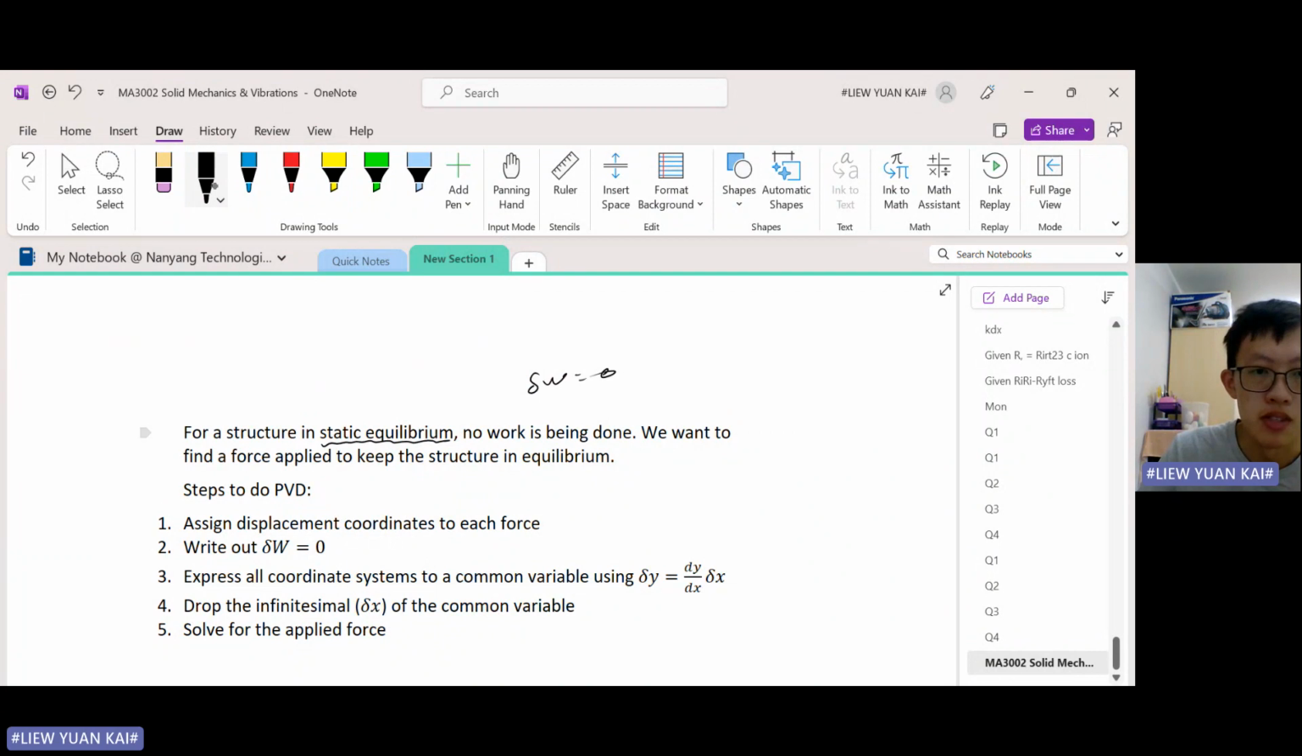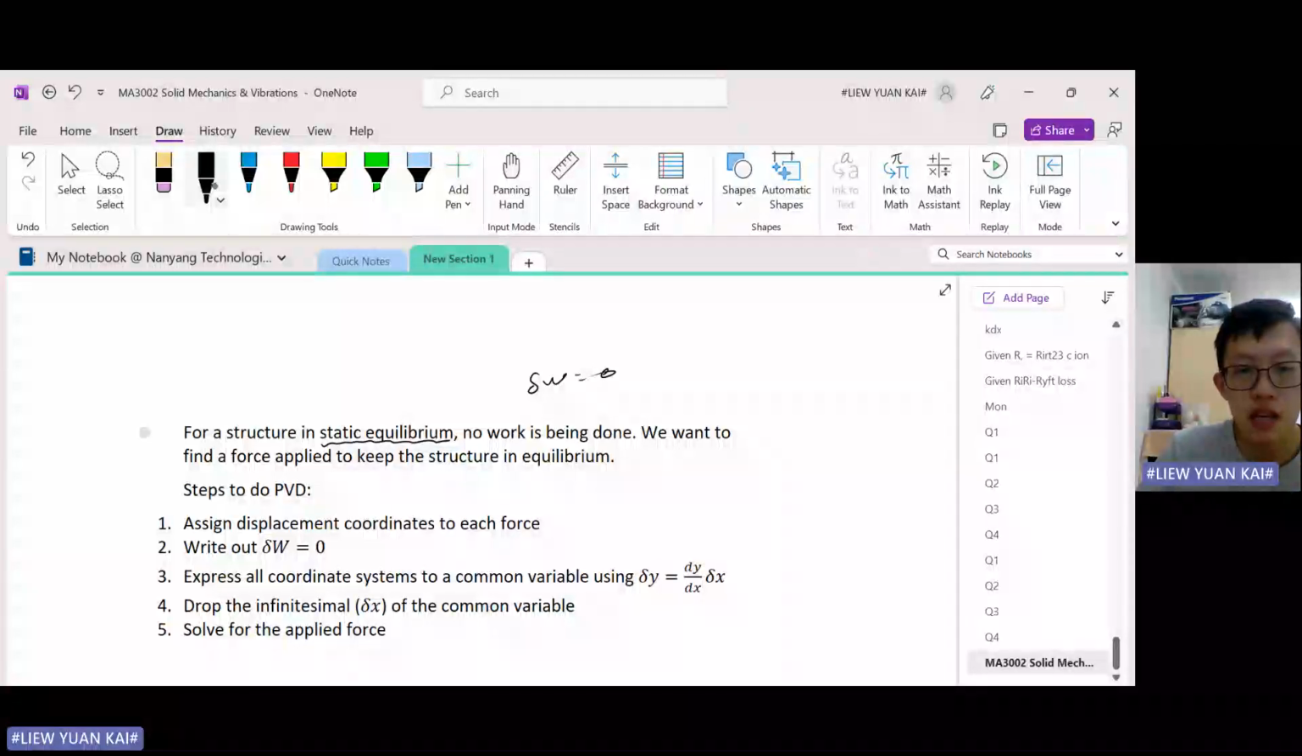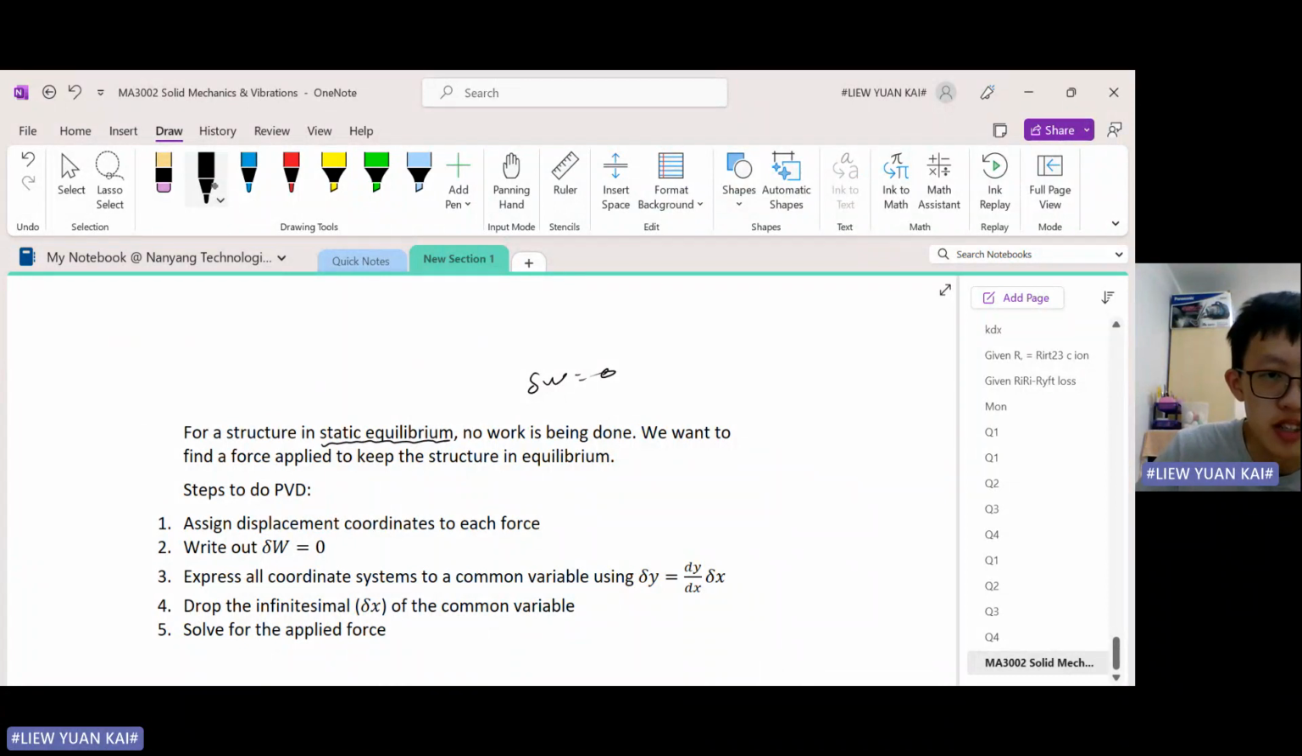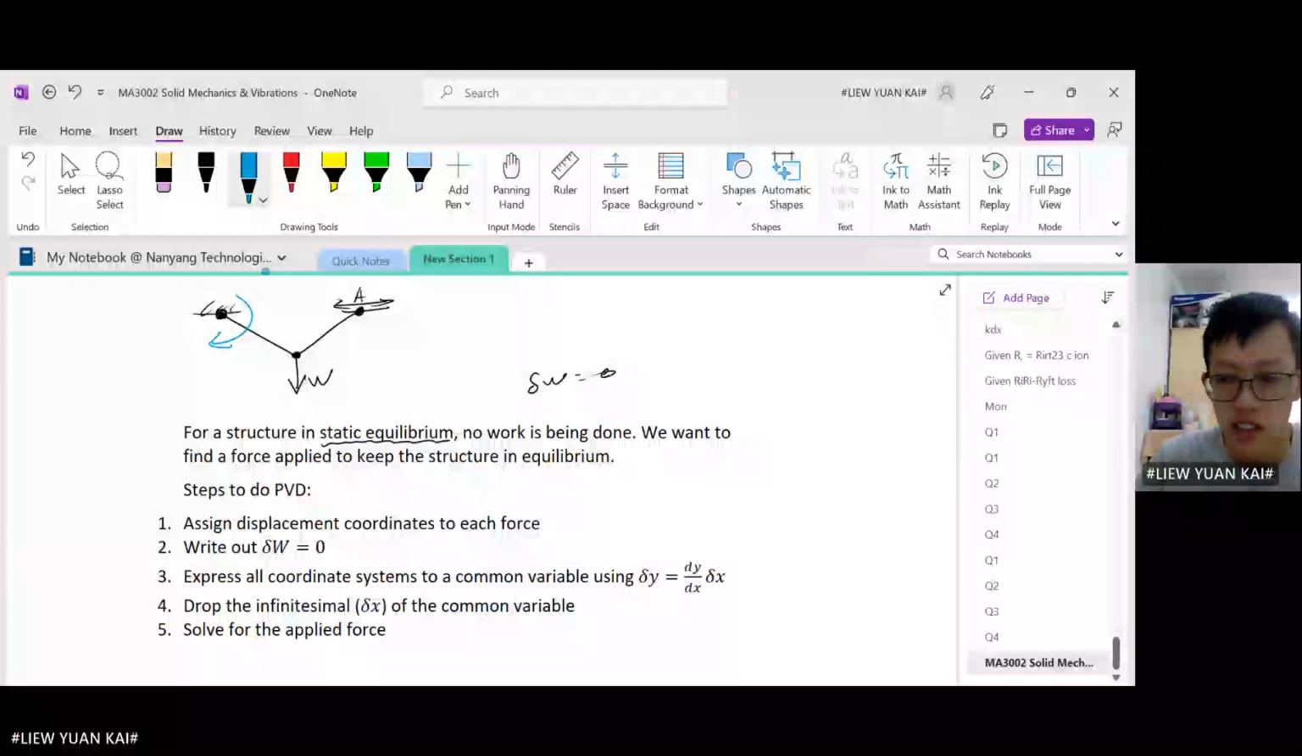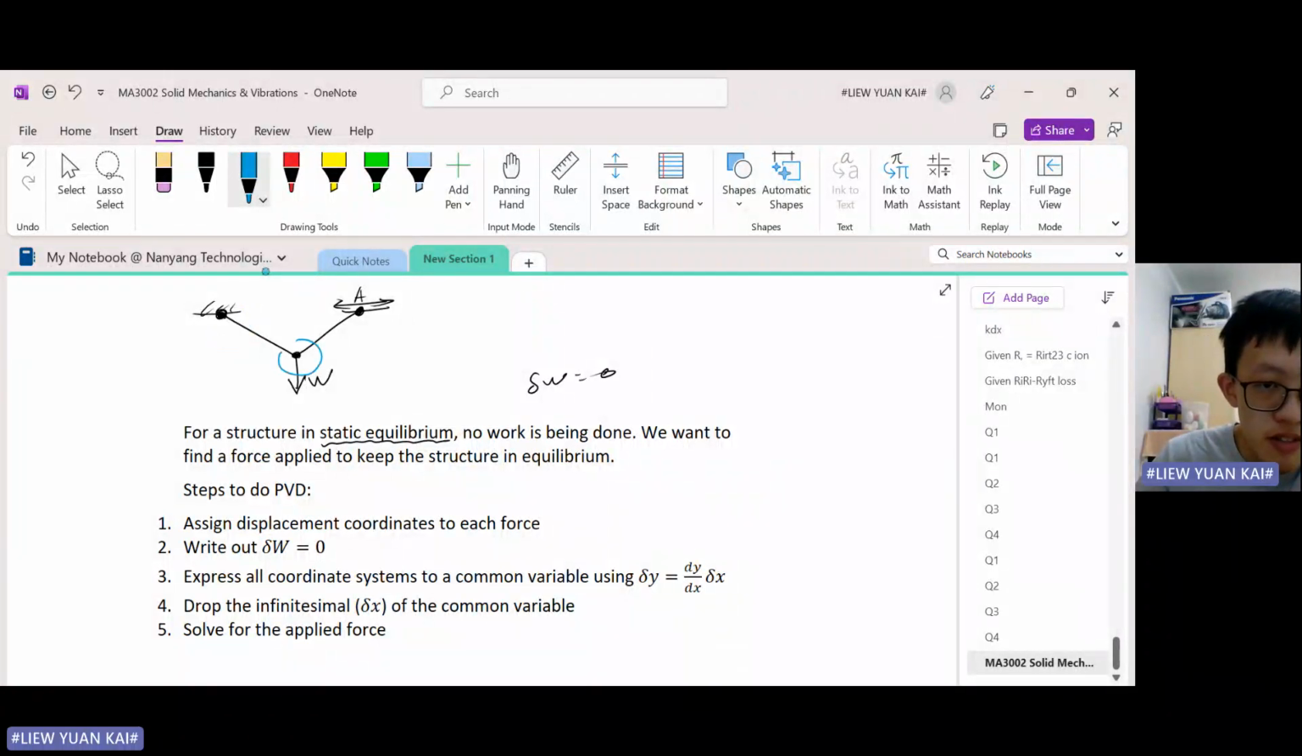In these typical problems, what we want to find is the force applied to keep the structure in static equilibrium. So let me draw you a simple structure. Let's say we have something like this. This end here is on a slider, so it can slide back and forth. Let's say this joint here has a weight W, and here is pin jointed. This part is free to rotate, and this part is also free to rotate, and this part is free to slide back and forth here.